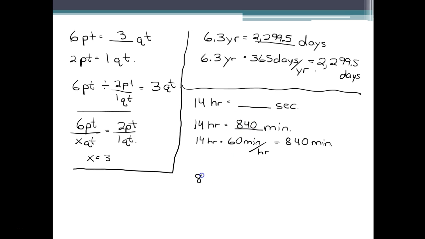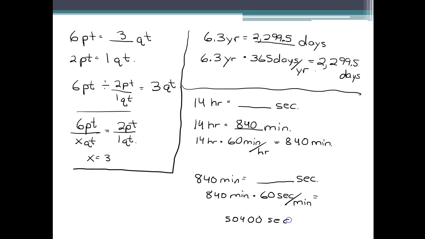And then take your 840 minutes and see how many seconds that comes out to be. Again, larger to smaller, multiply. Times 60 seconds per minute. And when you do that, you get 50,400 seconds.